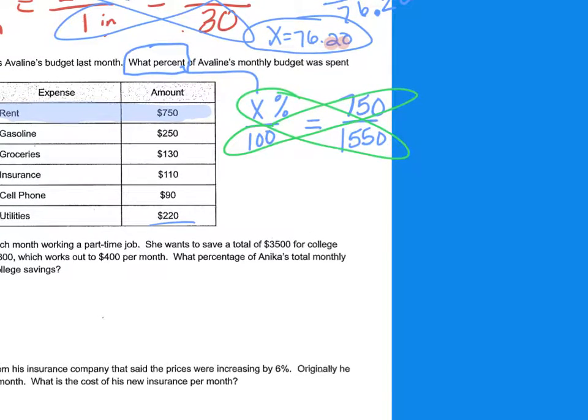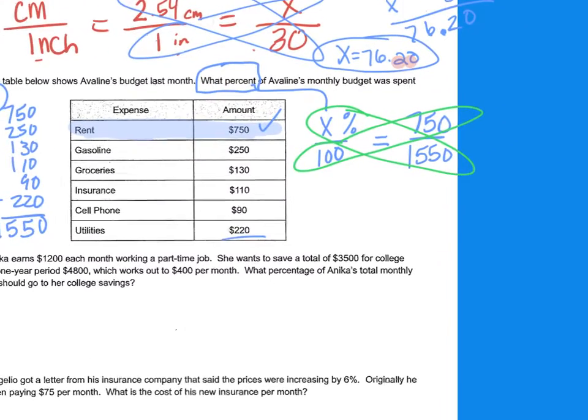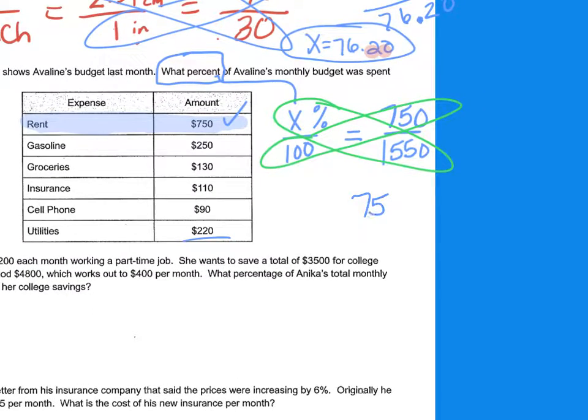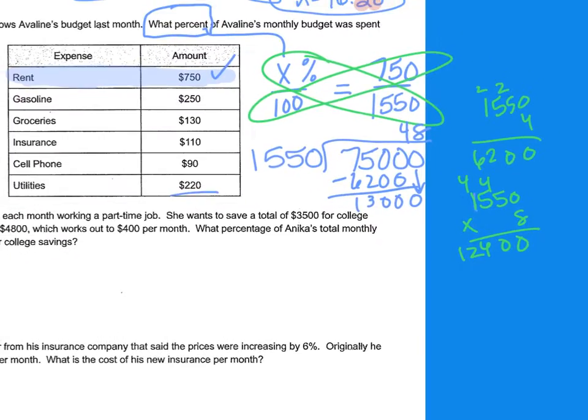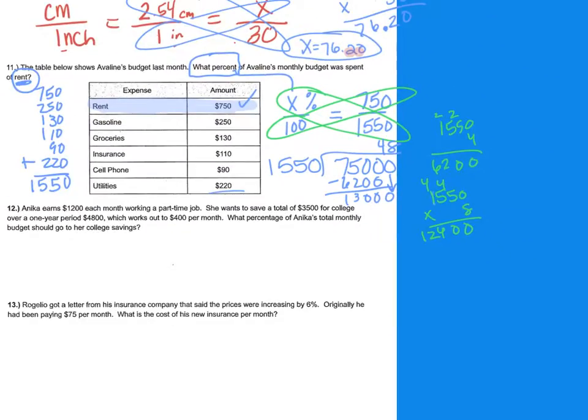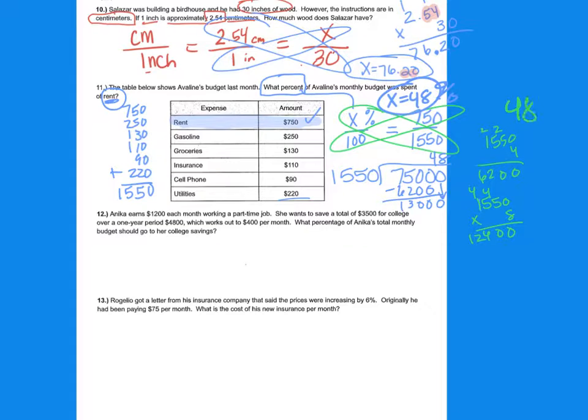Why did we have to put 750? Why couldn't it be another number? Because it asks what was spent on rent, not gasoline or groceries. So that's why we use 750. We're going to add 2 zeros since we multiplied by 100, and divide by 1,550. I know those are big numbers, but 48% is what you should have ended up with. So X equals 48%.